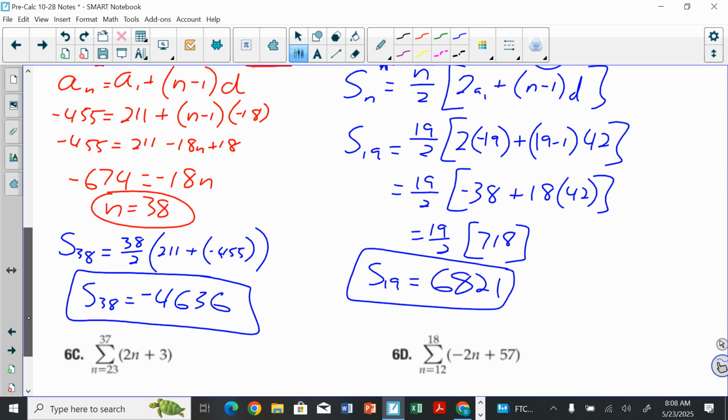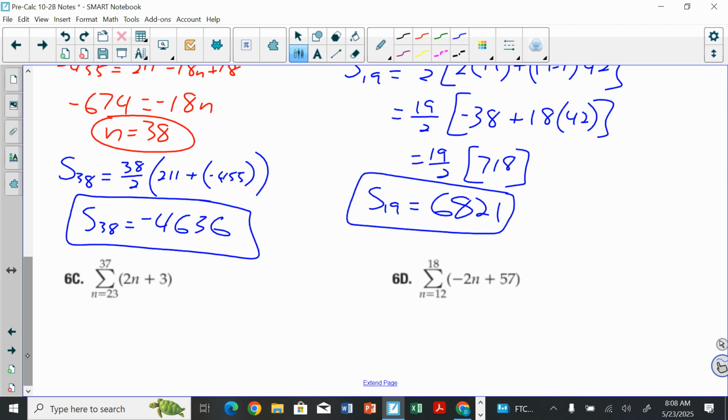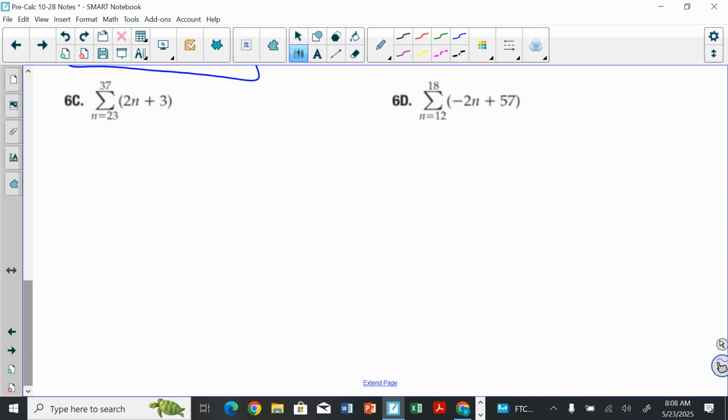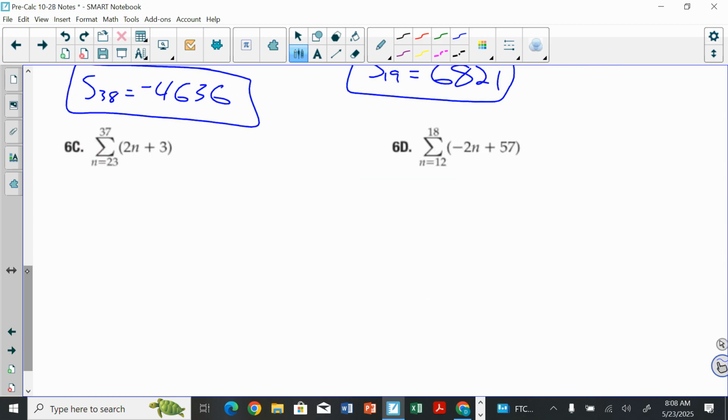All right, moving on. Looking at these, now these are in sigma notation with the sums. So nothing too crazy here. You can still use the formulas that you're given. But something to think of is that to find n here, we're going to use a different formula. You're going to take the upper bound, 37, subtract the lower bound, 23, plus 1. That's going to be your formula to find n. So in that case, I know here that n is 15.